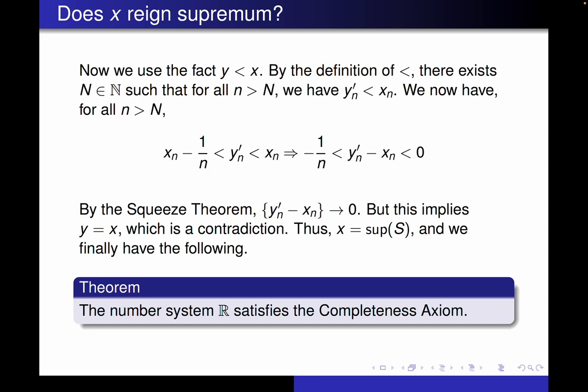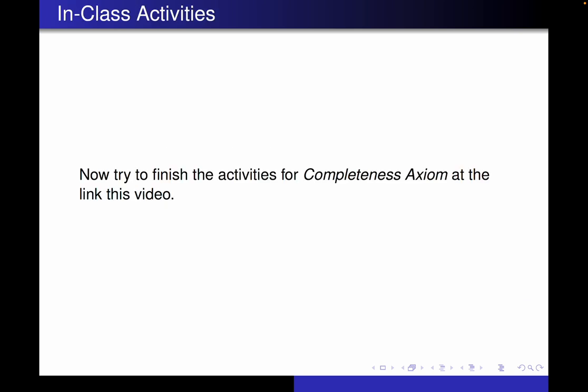Yay for us. All right, so if you haven't finished the activities for the completeness axiom, go ahead and try the link for this video. You can look at the sequence xn's if you haven't looked at those yet. And the second problem has to do with proving that there aren't any significantly different number systems that satisfy the real number axioms.